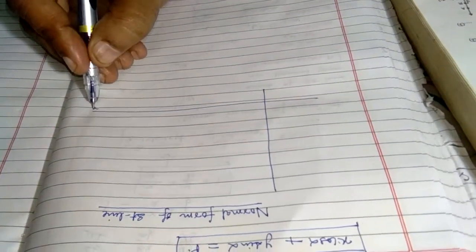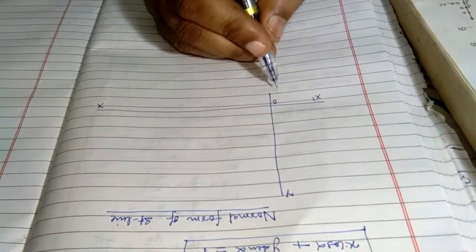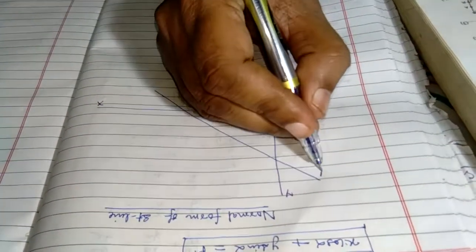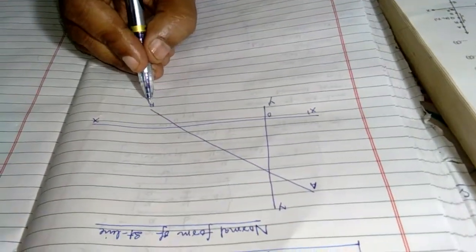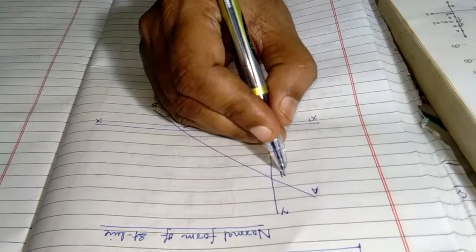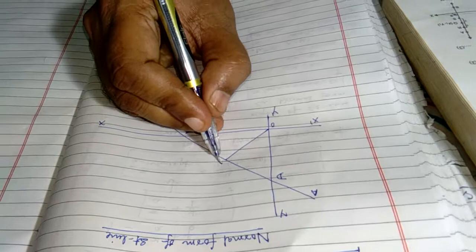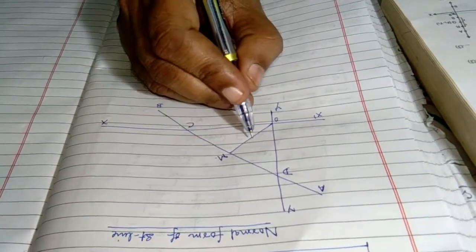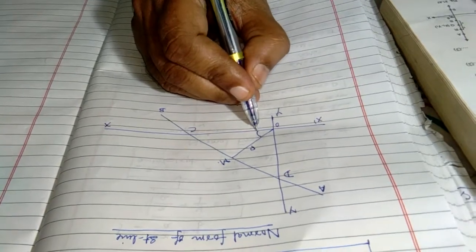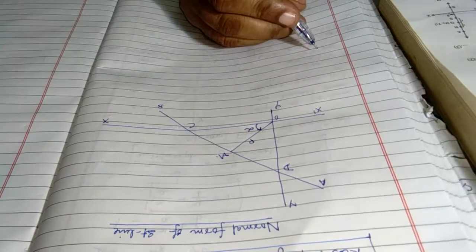Suppose a coordinate axis XOX' and YOY', and a straight line AB intersecting the x-axis at the point C and the y-axis at D, and the perpendicular drawn from the origin is given. OM is the perpendicular drawn from the origin, and the length of the perpendicular makes an angle alpha with the x-axis in positive direction. It is also given.